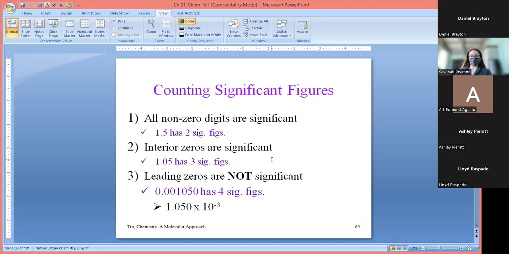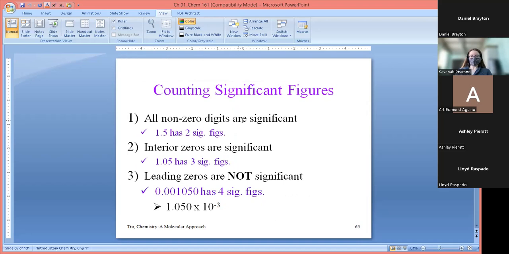All right, sig figs. I'm not real strict, real big on sig figs. I'm not going to try to trick you with them. And I'm not even going to put one on the first problem or the first midterm. So we'll just go over this briefly, right?